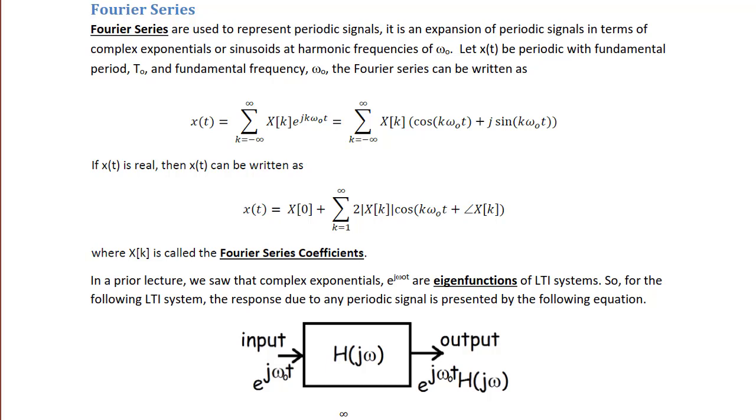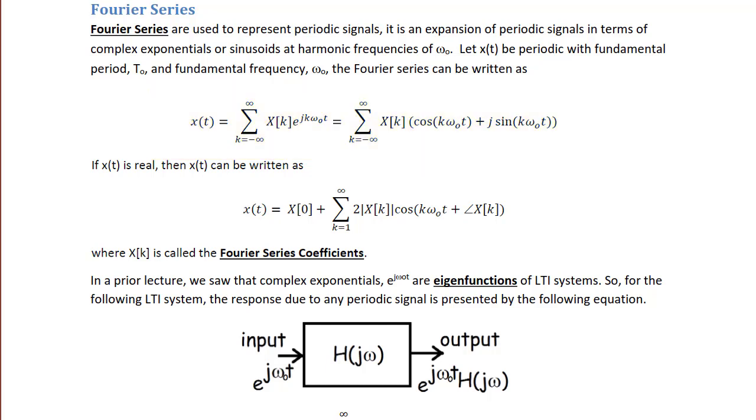Let x of t be periodic with fundamental period T naught and fundamental frequency omega naught. The Fourier series can be written as x of t is equal to the summation from k equals negative infinity to infinity, x of k e to the jk omega naught t, which we know we can also write in terms of the imaginary and real part as the summation from k equals negative infinity to infinity, x of k times cosine k omega naught t plus j sine k omega naught t.